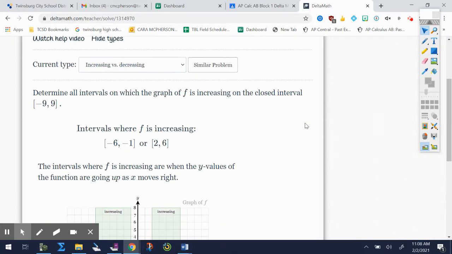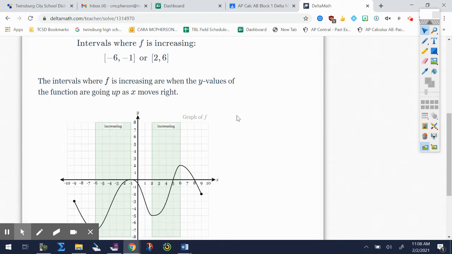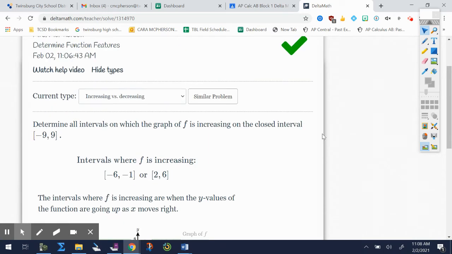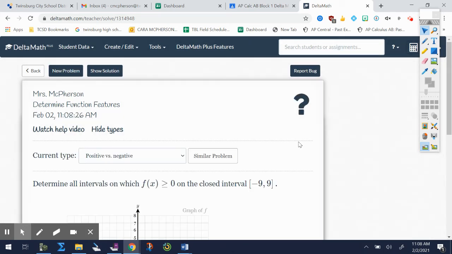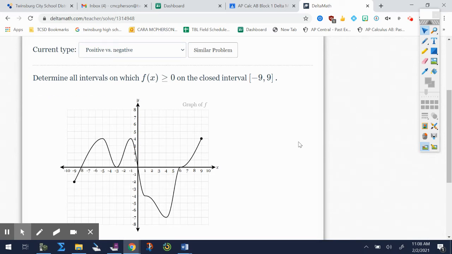And what I like on Delta Math, and you notice they use brackets instead of parentheses, and it's still right, is they also like to shade in the region. So you can actually see here are the two regions where it's increasing, and you're putting those x values. So then the next piece is positive versus negative. And this is something you would have talked about in an algebra class, but I just want to recap it. So positive versus negative is going to be whether or not your function value is positive or negative.